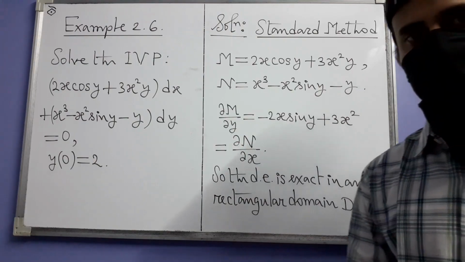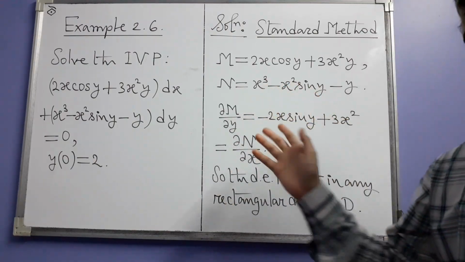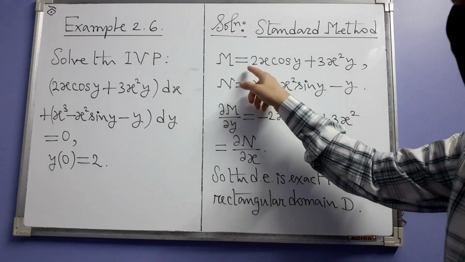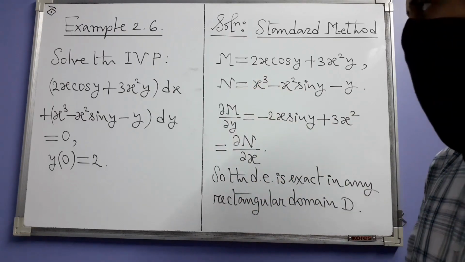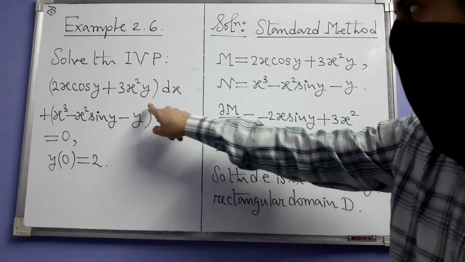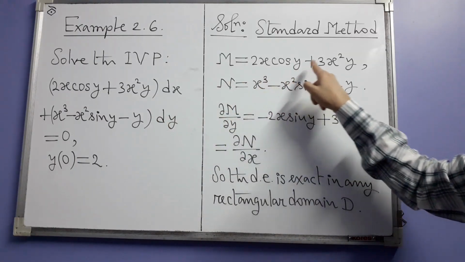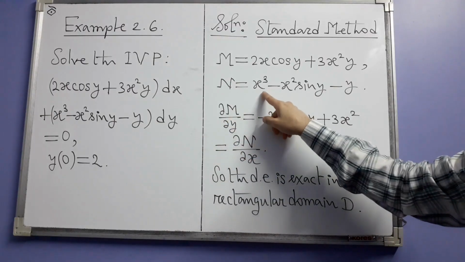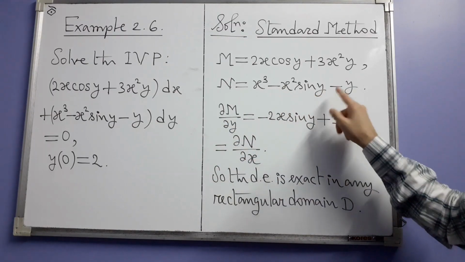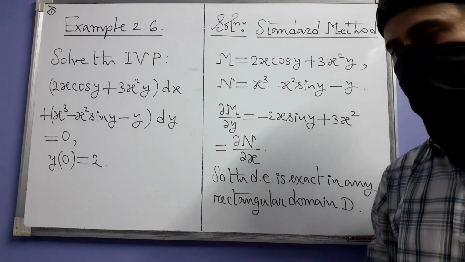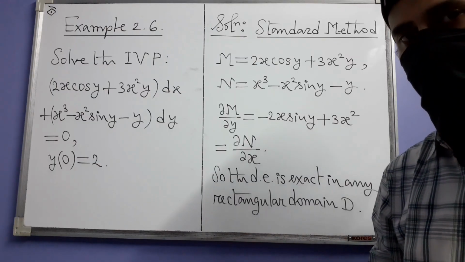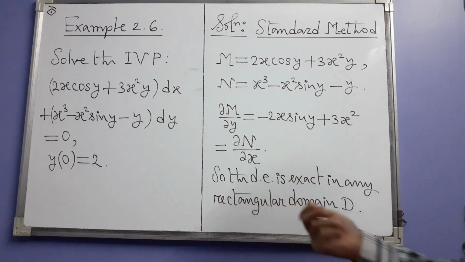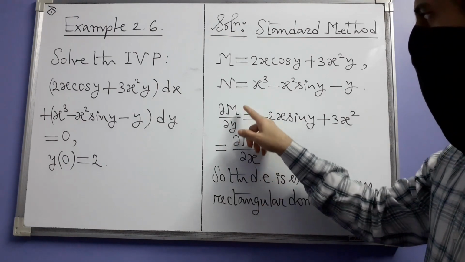So we start the solution by not really writing much. You can write whatever needs to be written. I am just going to go through the steps. So this is our M, 2x cos y plus 3x square y, and this is our N, x cube minus x square sin y minus y. So first of all we have to see if it is exact. So for that we apply the definition of exactness.